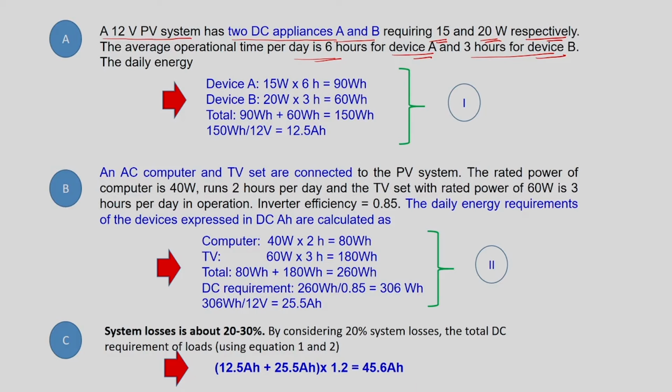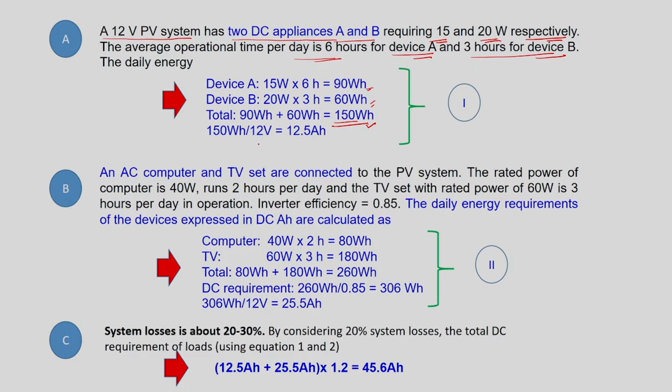Now, the daily energy requirement for device A is 15 watt multiplied by 6 hours, so it will be 90 watt hour. For device B it is 20 watt multiplied by 3 hours, which is 60 watt hour. These are DC appliances; we are not talking about AC appliances. So, the total daily energy requirement will be 90 watt hour plus 60 watt hour, which is 150 watt hour. As the rated voltage is 12 volt, if we divide this total daily energy by 12 volt, it will be 12.5 ampere hour.